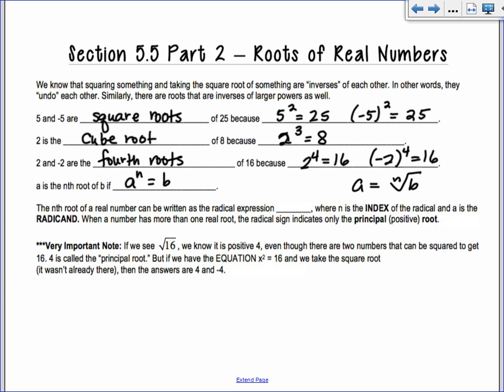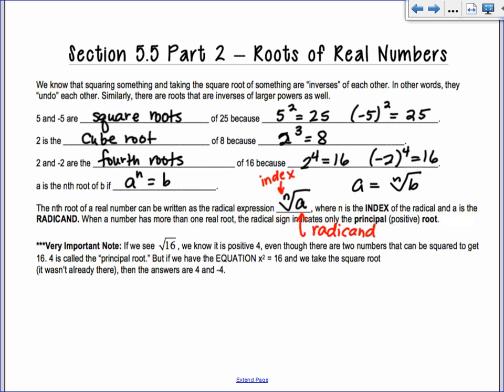Okay, the nth root of a real number, so we'll say a real number a, is written like this, the nth root of a. And there's lots of fancy words for these. So n is called the index, and a is called the radicand. I don't care if you learn what the word index and radicand is. I will usually call it what type of root are you taking and what is under the root. So index and radicand.